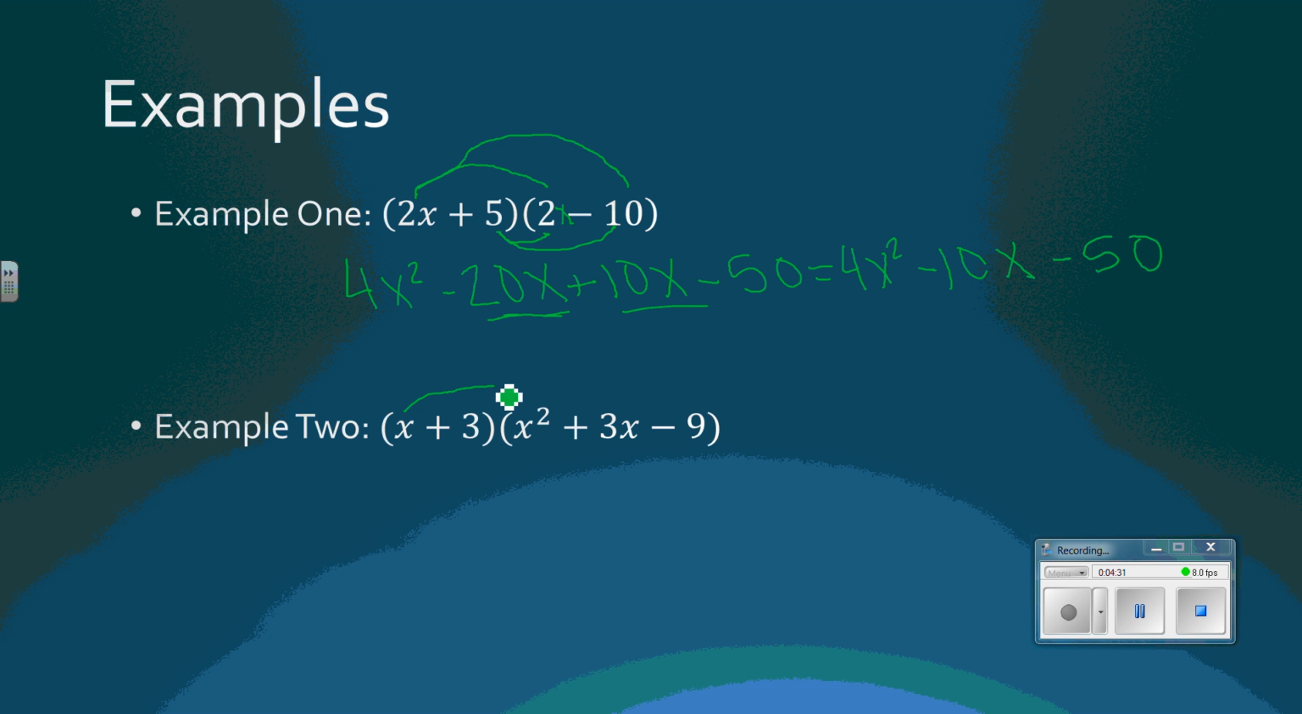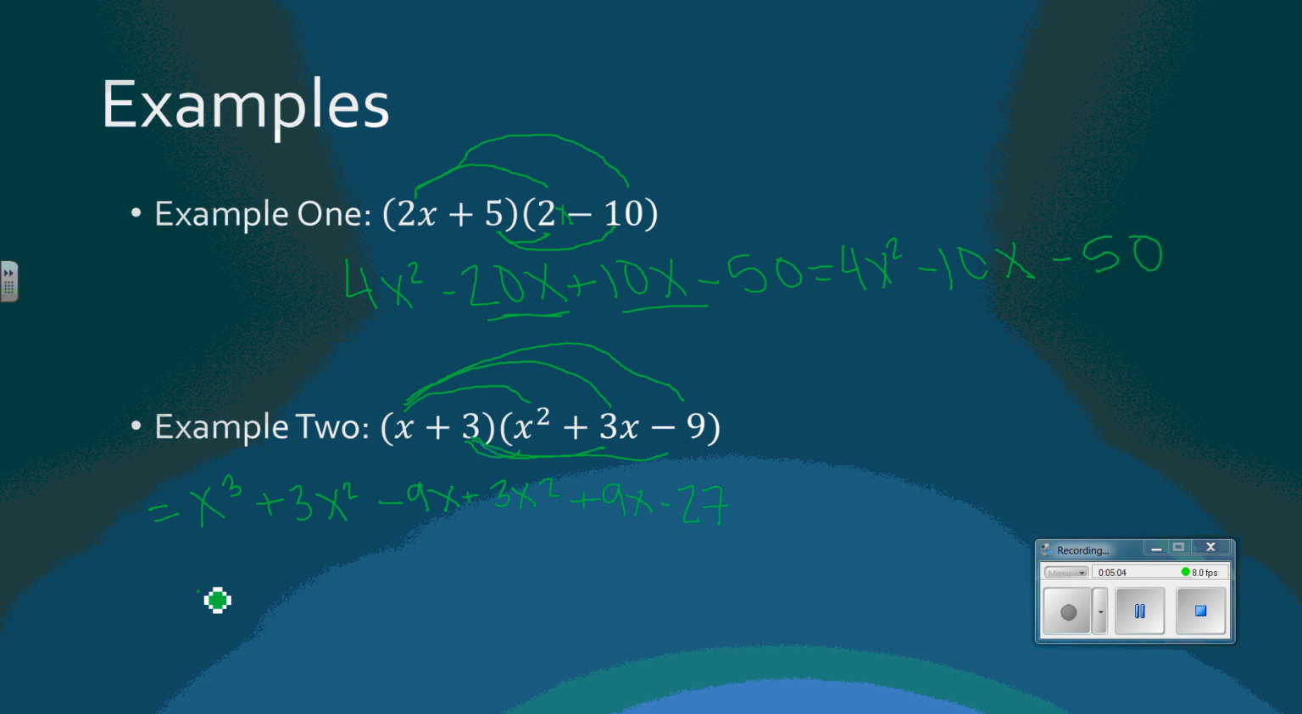So x times x squared is x cubed. X times 3x is 3x squared. And x times negative 9 is negative 9x. Then you multiply 3 by everything over here, so 3 times x squared, 3x squared. 3 times 3x is 9x. 3 times negative 9 is negative 27.